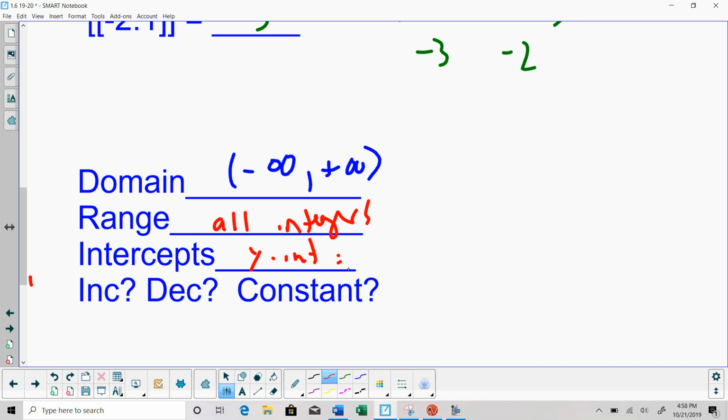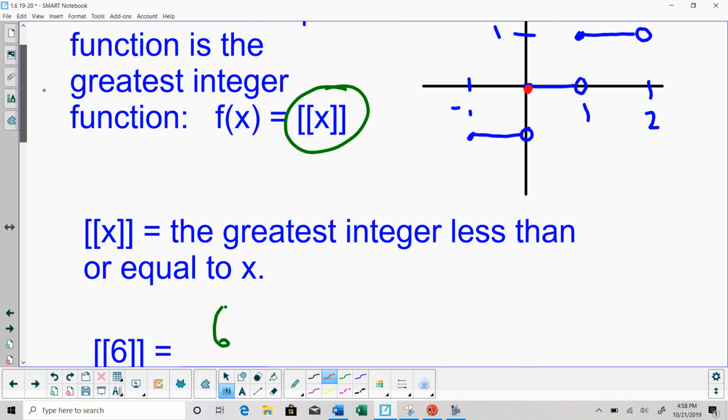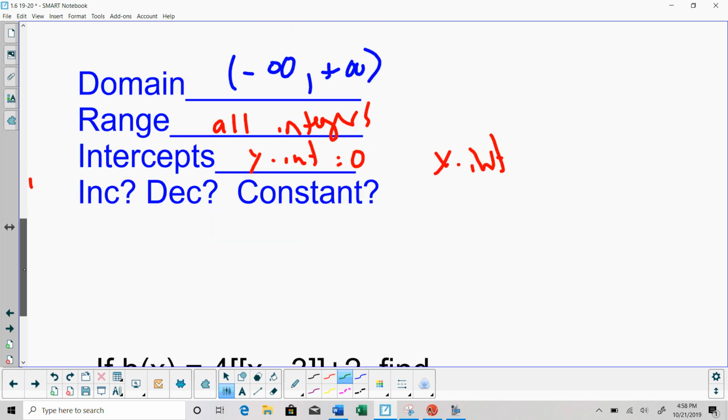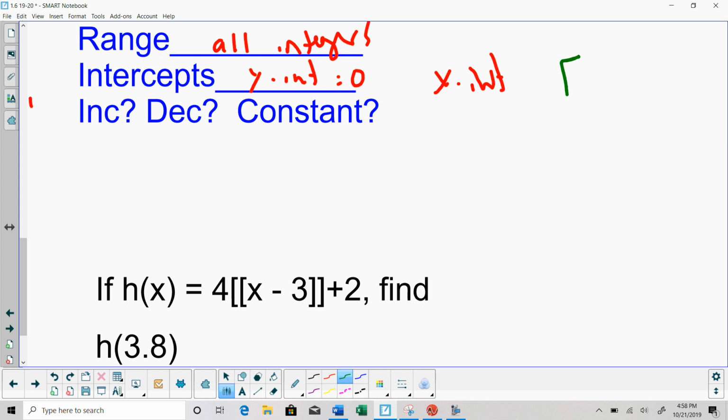Y-intercept is 0. But what about the x-intercept? So where does the graph cross the x-axis? Well, really, this entire piece of the graph right here is touching the x-axis. So all of those points are x-intercepts. So I would say the x-intercepts would be everything from 0 to 1, including the 0, but not including the 1. And that was supposed to say x-intercept. That didn't look so good.